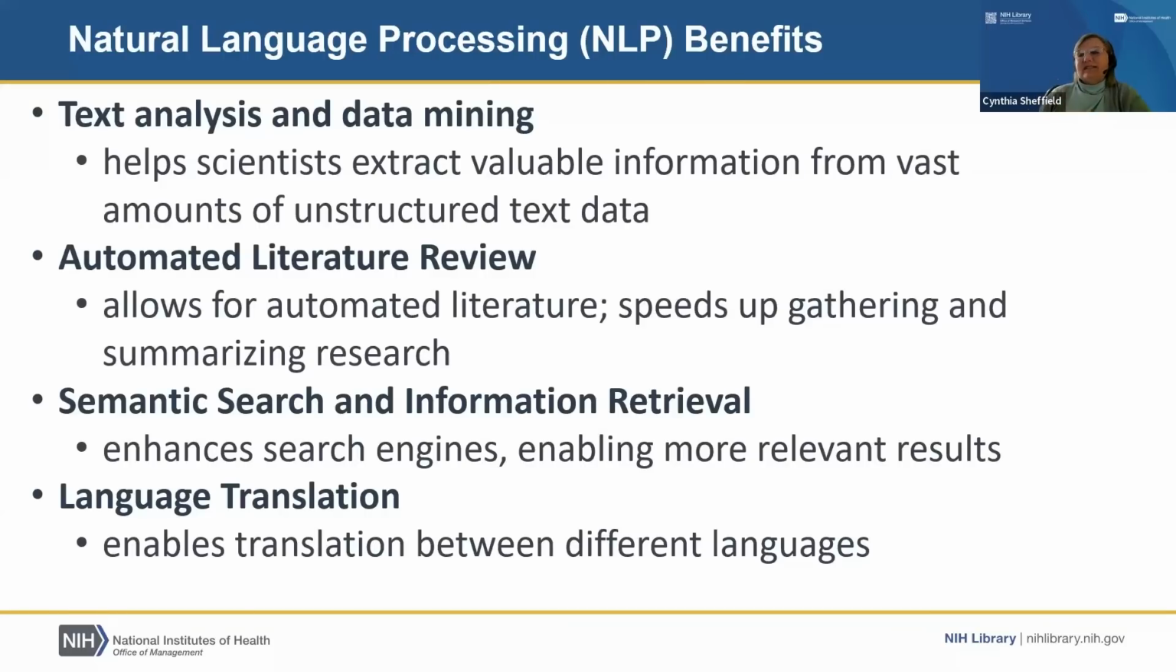And then there's semantic searching that we had mentioned before, enabling accurate and relevant results. Scientists can quickly find relevant articles or papers or data sets, improving the efficiency of their research. And then there's language translation. Natural language processing enables translations between different languages, breaking down language barriers and promoting collaboration among scientists from diverse backgrounds.